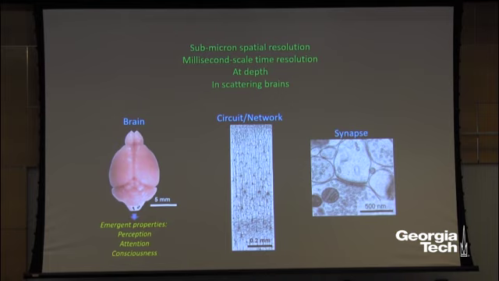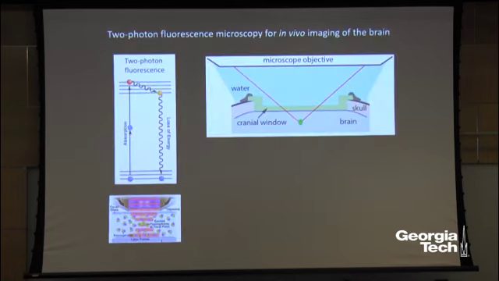You also would like a method that has millisecond time resolution so that you can keep track of action potential generation, which is on the order of a millisecond. And this method should be able to study structures at depths of millimeters down into the brain. It should also work in a sample that is optically opaque or optically scattering, as you can see here. So one of the methods that holds the promise of satisfying all those conditions, if not all at the same time, is called two-photon fluorescence microscopy.